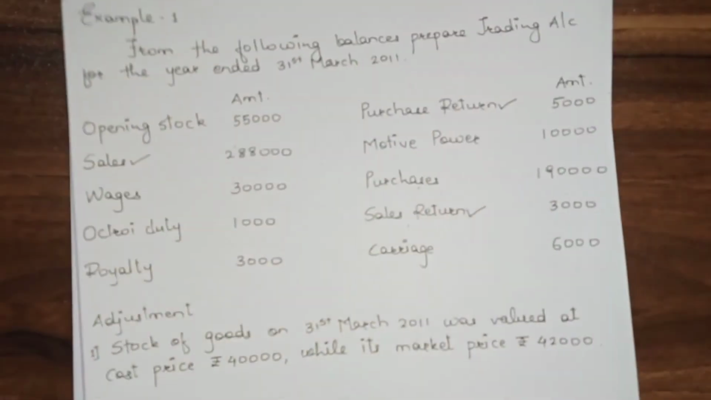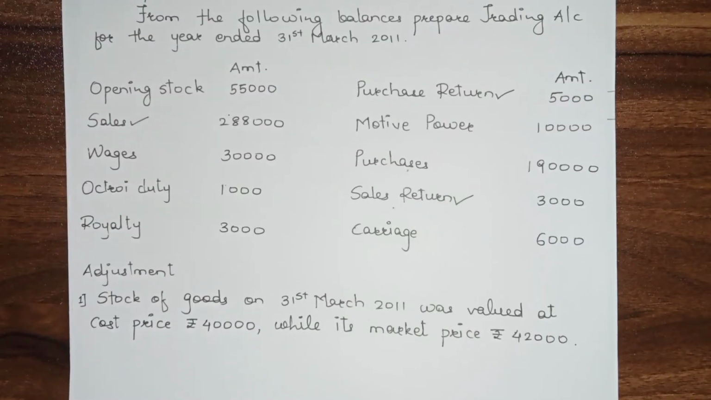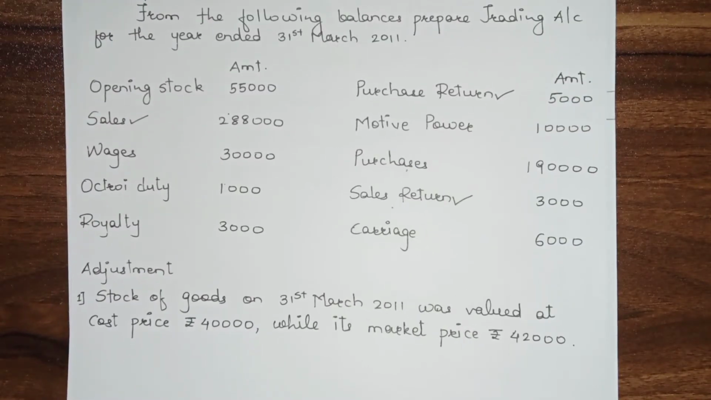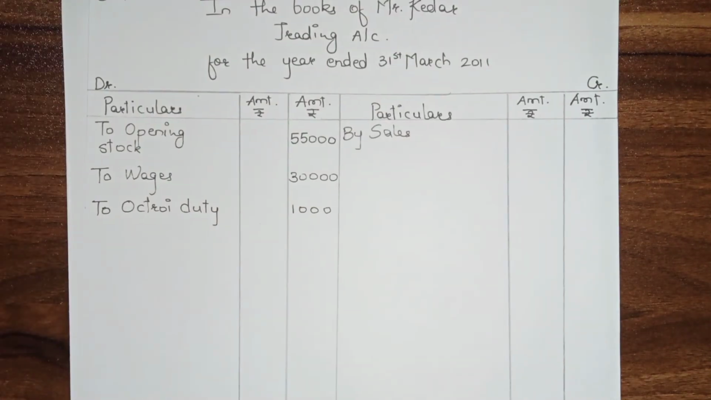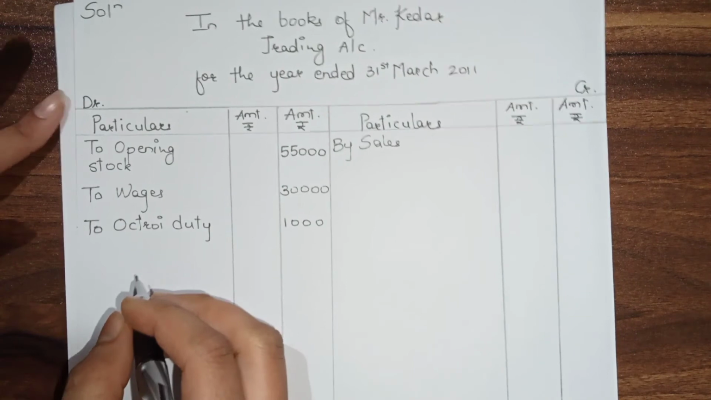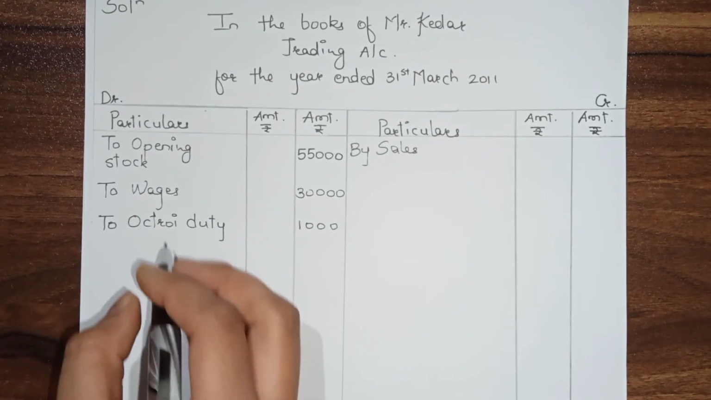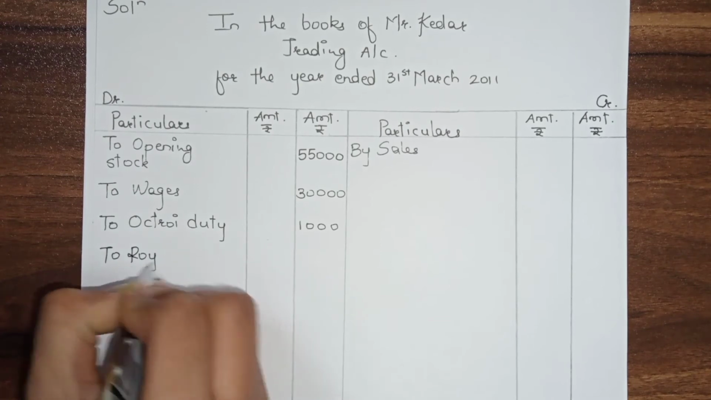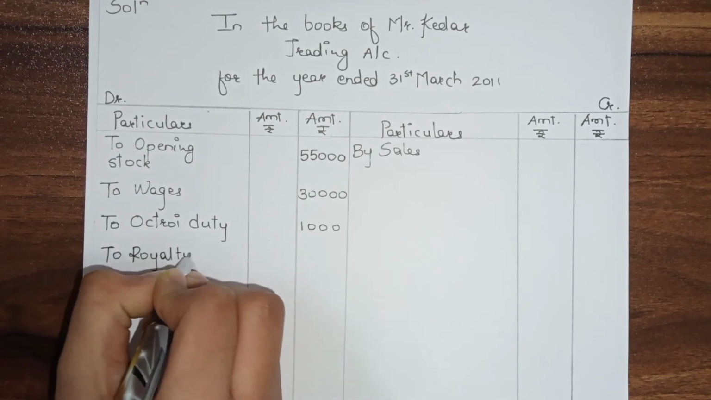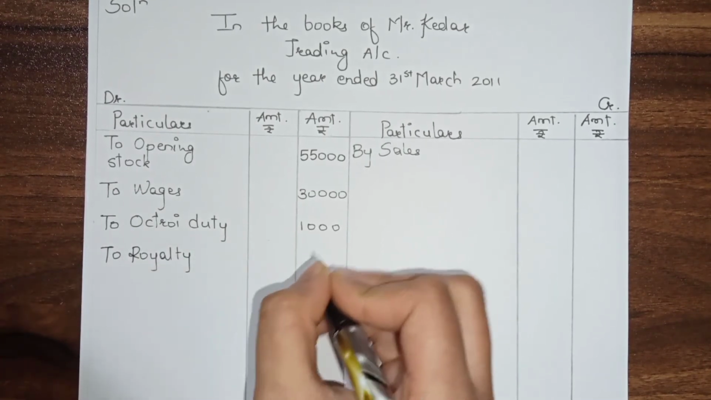Next one, royalty. Now this is also a type of transport charges, so this is an expense to Mr. Kedar, so we have to write this item in the debit side. So again, to royalty rupees 3000.